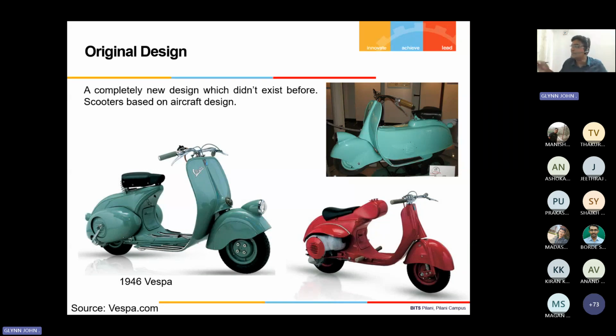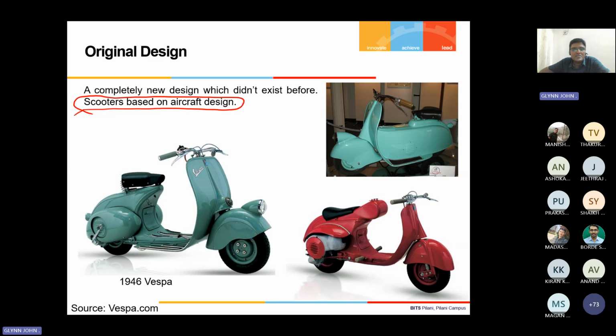Okay, now here the product was developed based on aircraft design. So how did they develop this product? After the Second World War, Italian engineers did not have jobs because their country was defeated in the war, and the aircraft design engineers did not have jobs. So they started working for automobile and other companies. They were given the task of designing a two-wheeler, right?